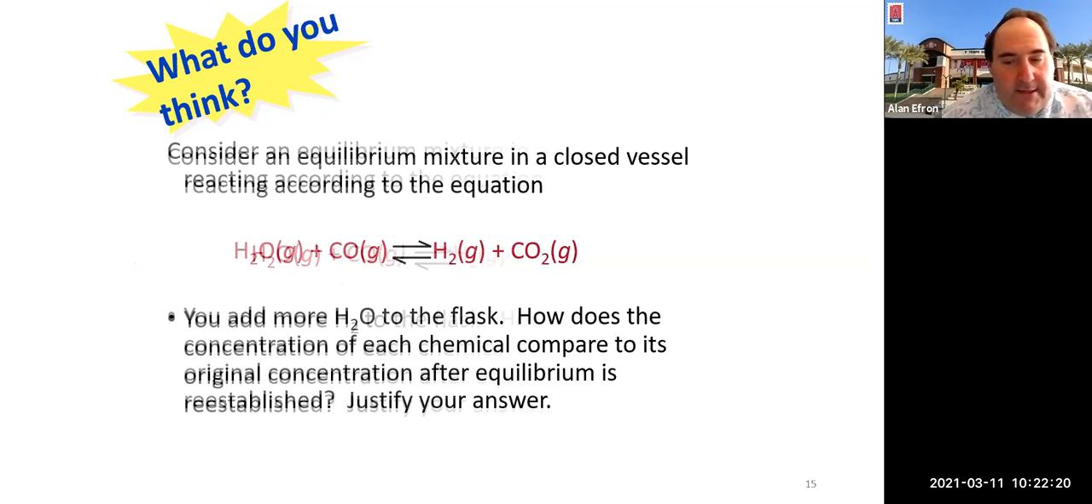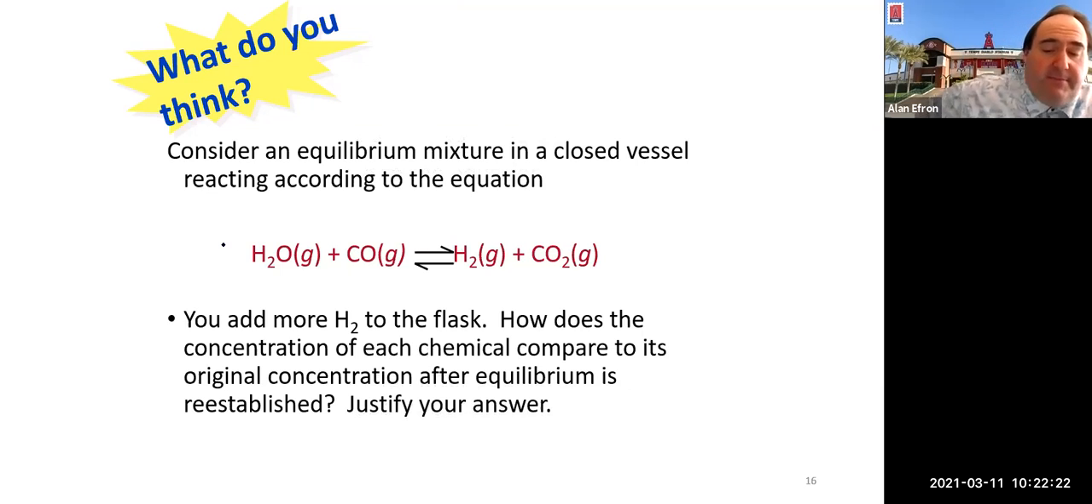So why don't we take a look at another one here, or the same reaction, but in this case, what would happen if we added H2? Take a second to think about what happens to everybody's concentration there if we add H2 to the vessel. Same sort of approach here. In this case, though, we're adding H2, which means we're actually adding a product.